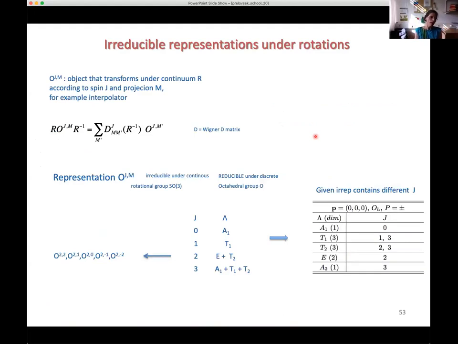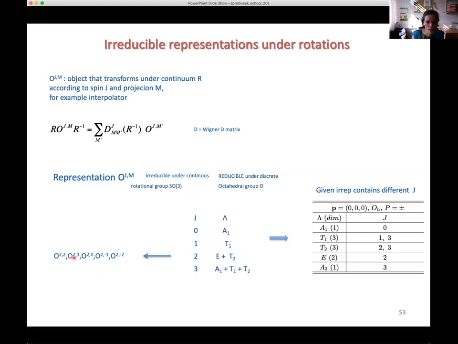Okay, now let's have an object with indices jm, which transforms under rotations according to spin j and projection m. An object is, for example, an interpolator, and it will transform like this. In the continuum, for example, objects with spin 2 that transform under rotations between themselves are these five.